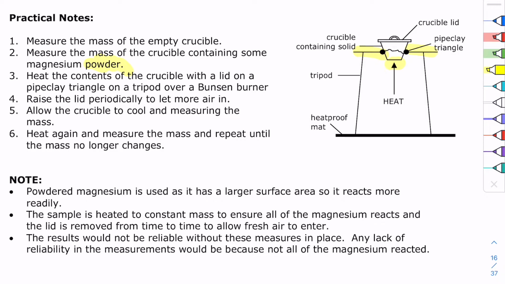So a few things to note. You use the magnesium powder because the larger surface area makes it react faster. It's heated to a constant mass to ensure that all of the magnesium has reacted. Something to be careful about with the lid. If you measure the mass with the lid in your first measurement of the empty crucible, you need to measure the mass with the lid every time. Probably better to just not use the lid in the mass measurements and just put it on when you're heating. Results would not be reliable without these measures in place.